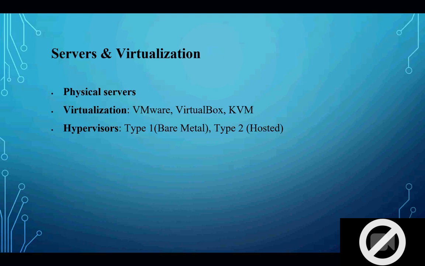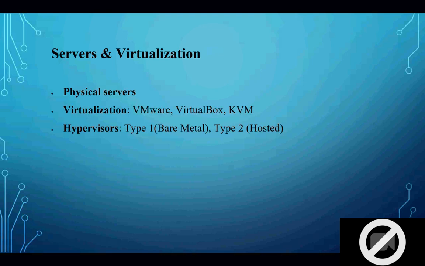And then I will explain. We have two types of hypervisor, type 1 and type 2. Type 1 is called bare metal. It's commercial, so it's mostly used in data centers by companies, and we have VMware ESXi and Microsoft Hyper-V.